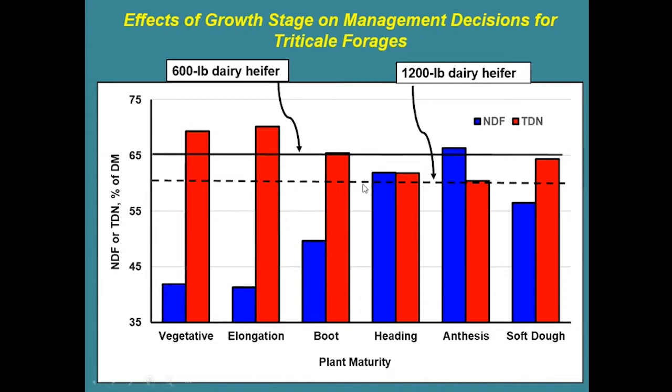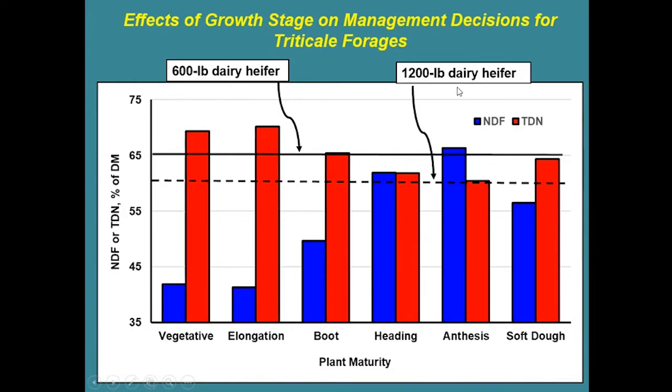So for instance, for a 600-pound dairy heifer, a boot stage harvest would meet their energy requirement. That would also probably be the optimum growth stage for harvest for a lactating cow. If you wanted to harvest back here, you would have a higher energy content, but the yields would be so low as to be pointless.